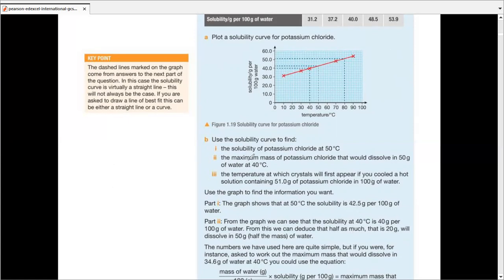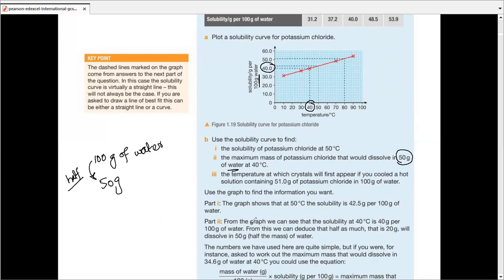Now, part two: suggest the maximum mass of potassium chloride that would dissolve in 50 grams of water at 40 degrees centigrade. We do understand at 40 degrees centigrade, we are at about 40 grams, but this is for 100 grams of water. What if they're talking about 50 grams of water? Now they changed the mass of water. Previously, we were doing the experiment for 100 grams, sorry. The question is about 50 grams. So what did they do? They halved the value, right? What are we supposed to do?